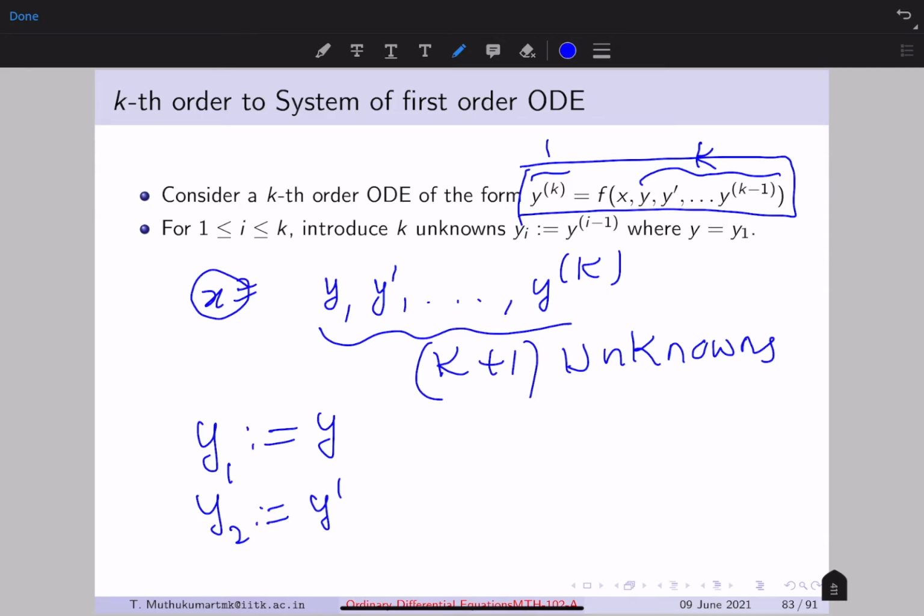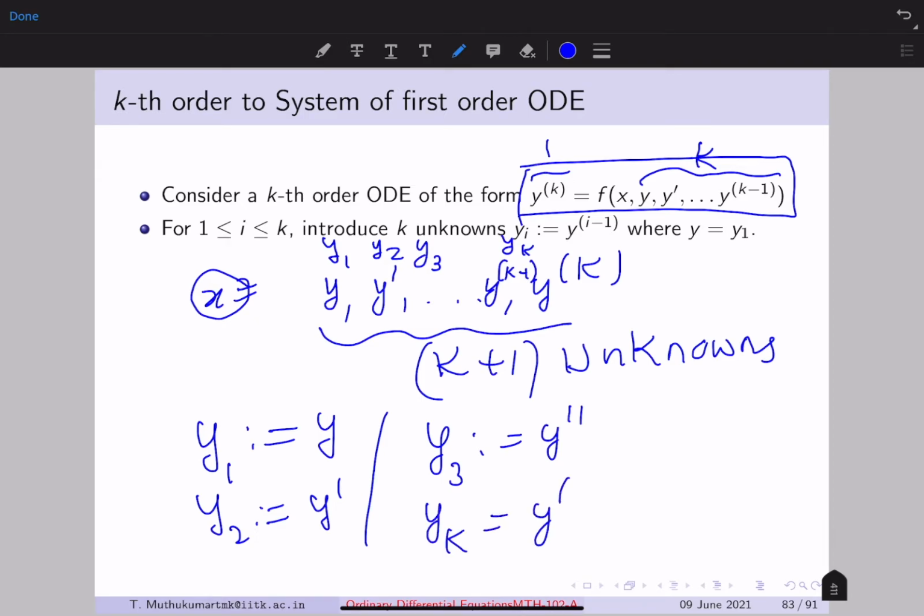So what I'm saying is that what you have here, this you call y1, this you call y2, and then you call the second derivative y3, and so on, up to the k minus 1 derivative, which you call yk. So you can go on like this: y3 is y double prime, and so on, up to yk as the k minus 1 derivative of y.